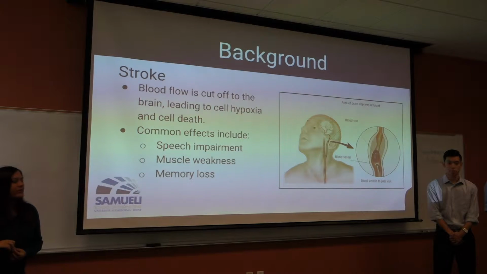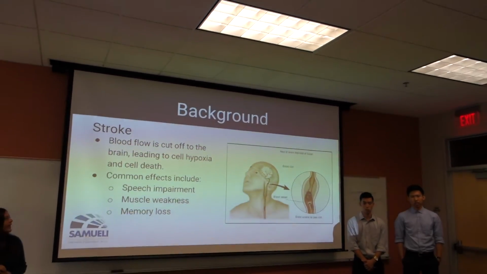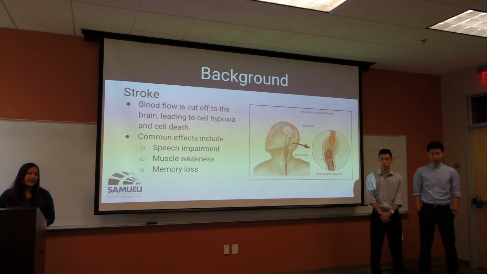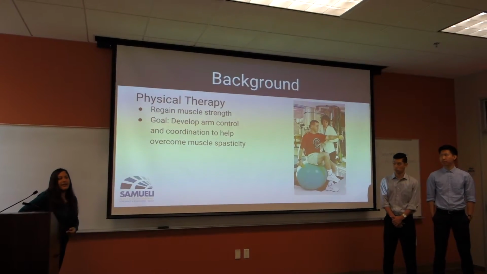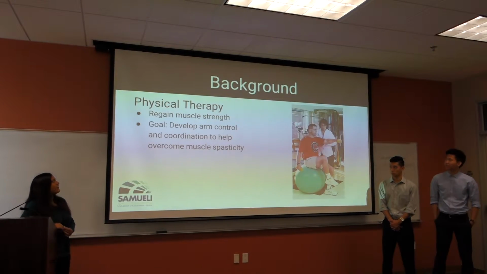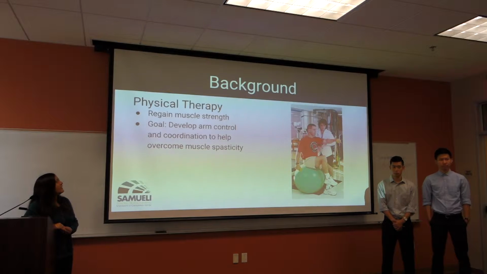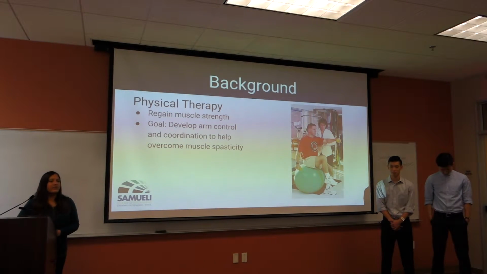For our project, we're targeting strokes that occur in the prefrontal cortex of the brain, and this part of the brain controls your motor movements. Effects of these strokes include muscle weakness. For these patients, a common form of rehabilitation is physical therapy. The goal of physical therapy with these patients is to regain their muscle strength and overcome their muscle spasticity. By doing so, they'll develop their arm control and coordination.